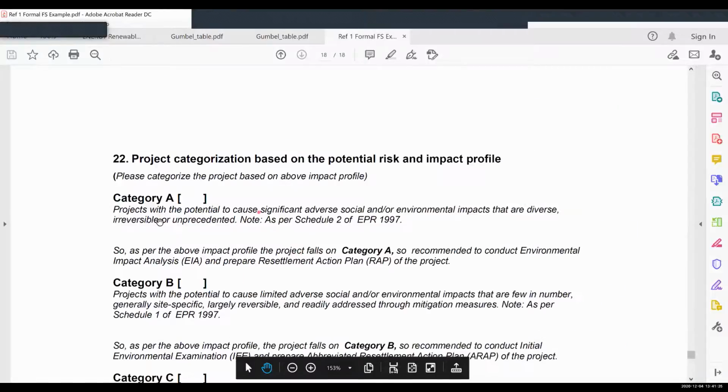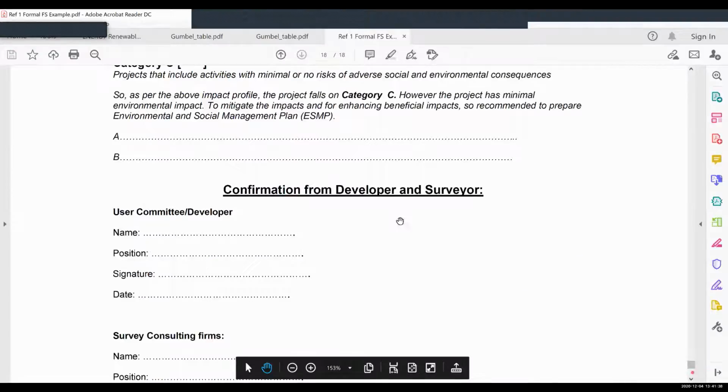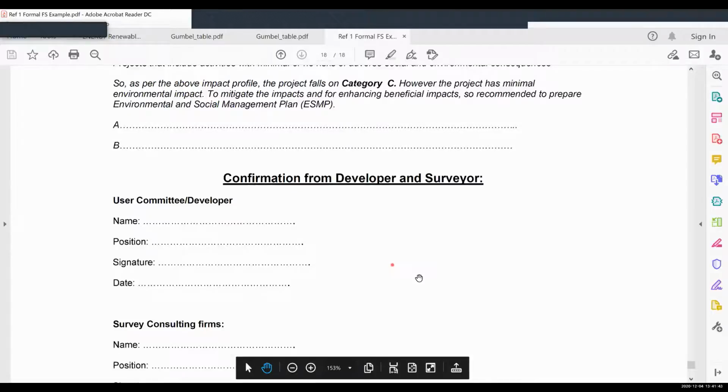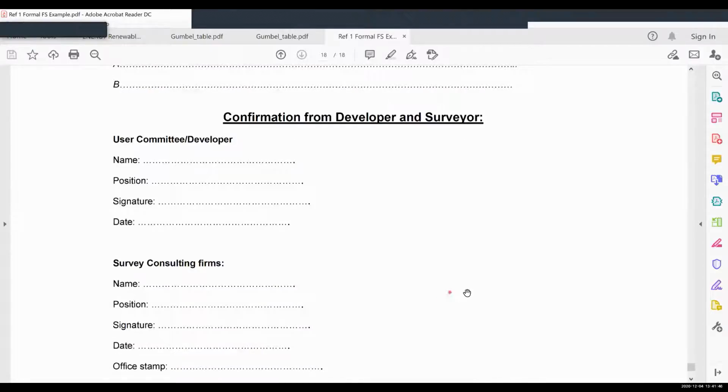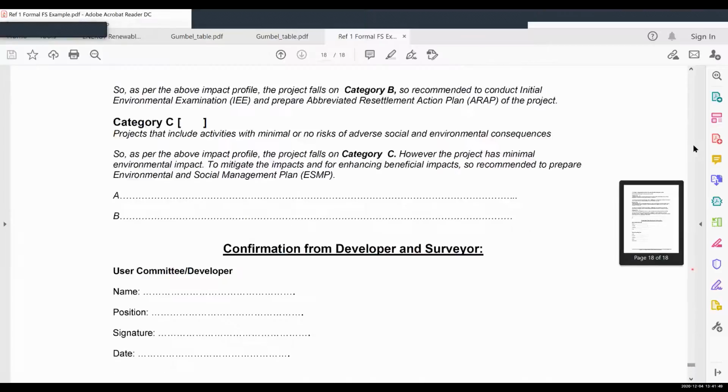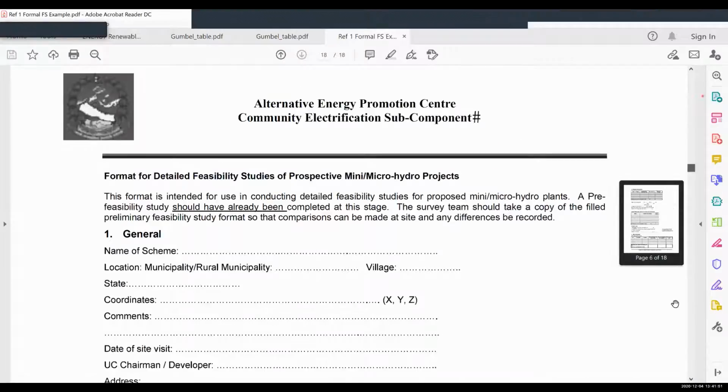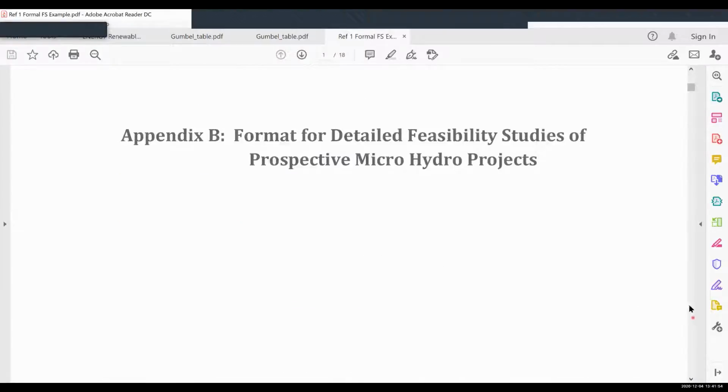Based on that, in Mozambique you have your legislation, which has ABC categories. This is based on Nepal, so you have to categorize from an environmental perspective. Then you should get a confirmation from a developer and surveyor, who were the potential developer of this project. So this is a format which is, I think, very much applicable in any country in the world for mini and micro hydro projects. Okay, so I will stop now.